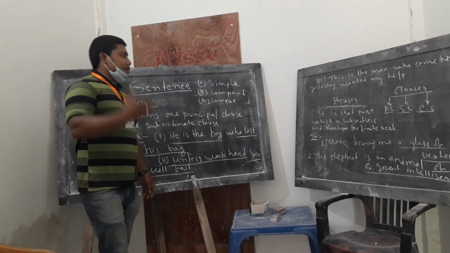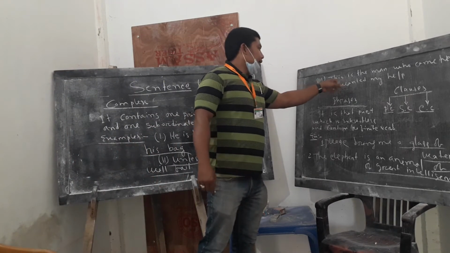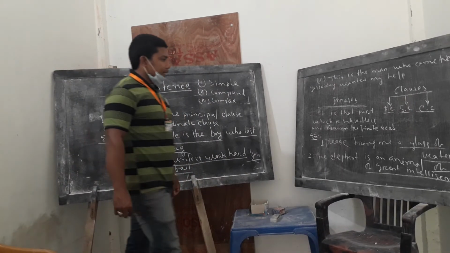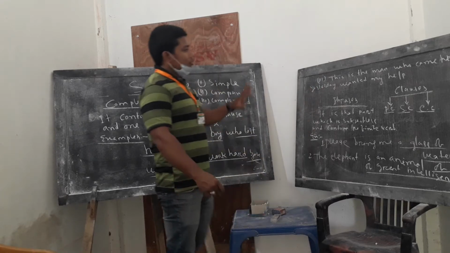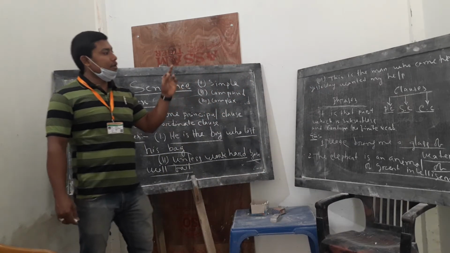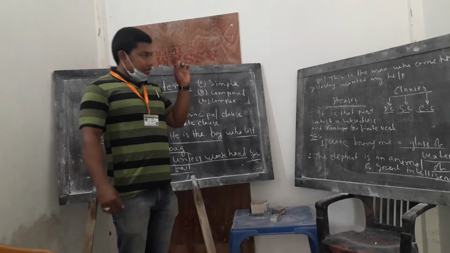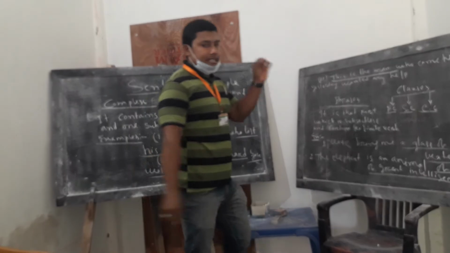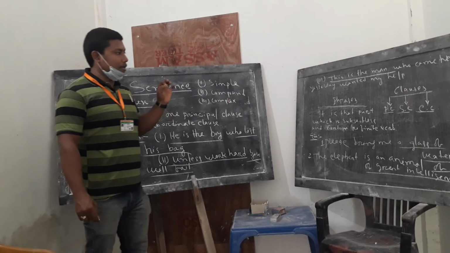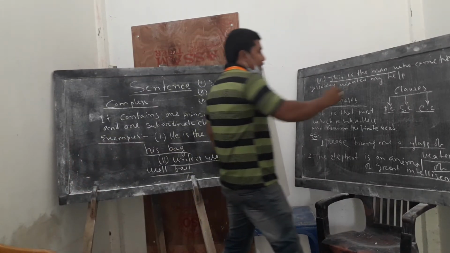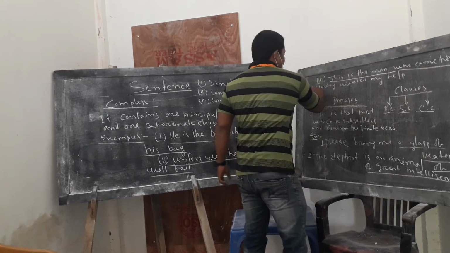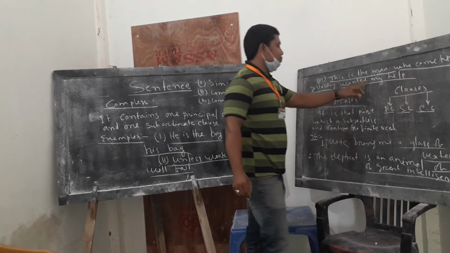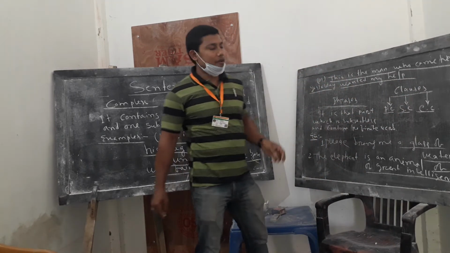If we take some other example, this is the man who came here yesterday wanted my help. Here we will get two subordinate clauses and one principal clause. What is the principal clause here? This is the man. This is independent, so it is the principal clause. On the other hand, who came here yesterday depends upon the principal clause, and wanted my help also depends on this part to indicate its meaning.